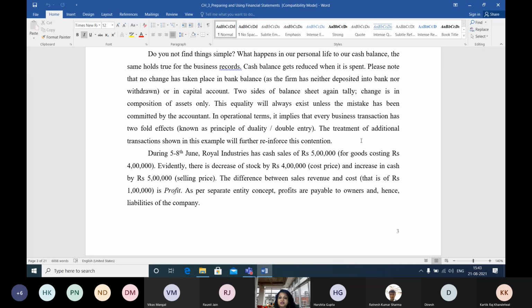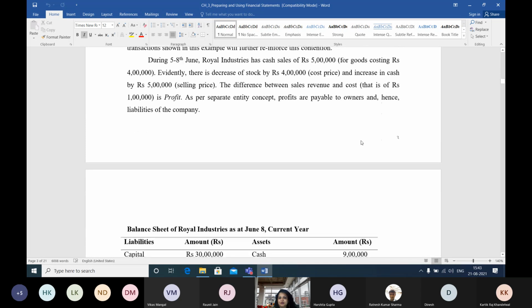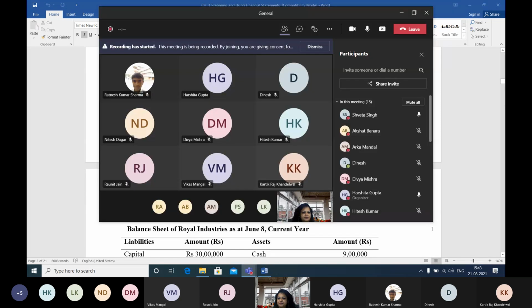In operational terms, it implies that every business transaction has twofold effects. Now, this also we have done in one of the principles, which is called the principle of duality or double entry. The treatment of additional transactions shown in this example will further reinforce this contention. Okay, so let us look at some more examples. But before that, any doubts, any questions that anyone has?